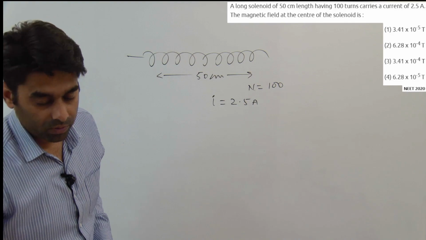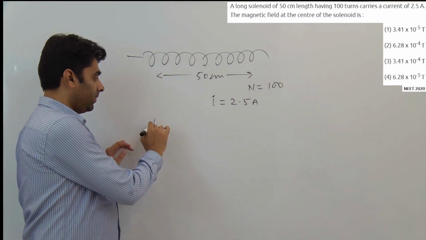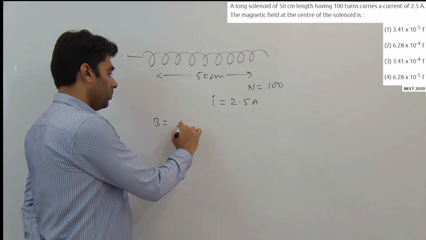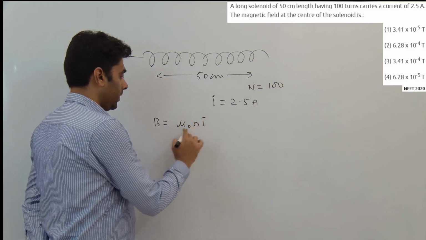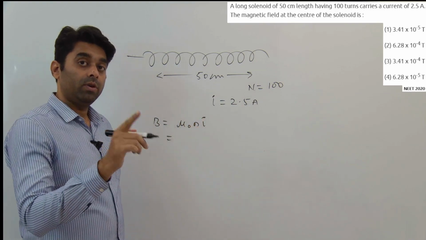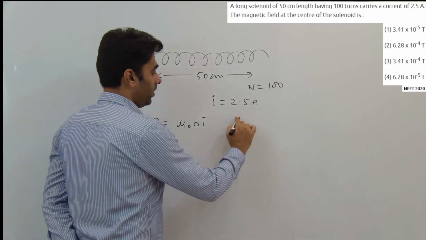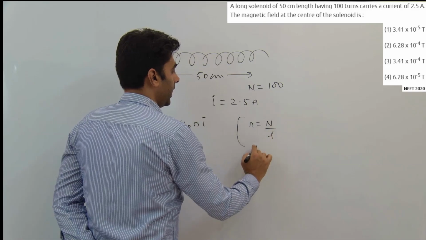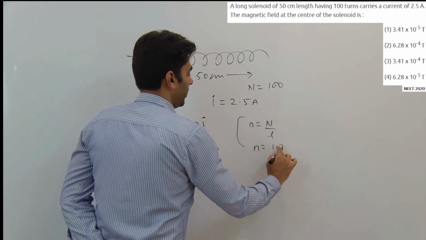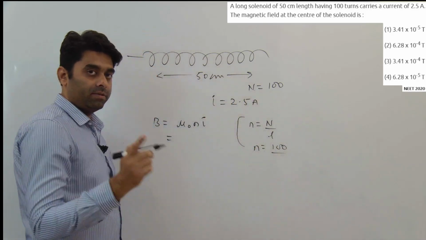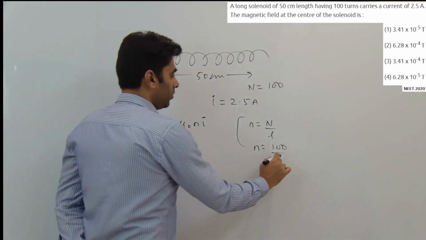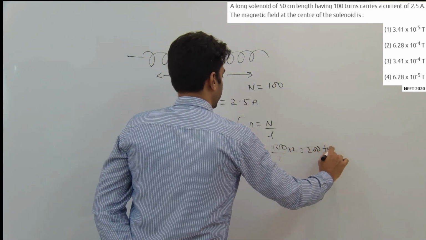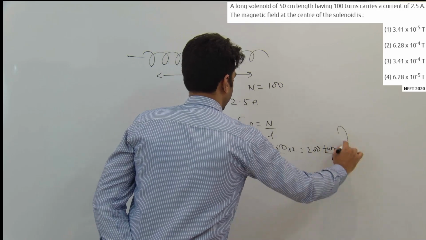Now what do we know? Magnetic field due to a solenoid is given as mu naught n i. Small n is what? Number of turns per unit length. If I have to calculate, small n will be capital N by L, which will be 100 by 50 centimeter. 50 centimeter is 1 by 2 meter. So you will get 200 turns per meter.